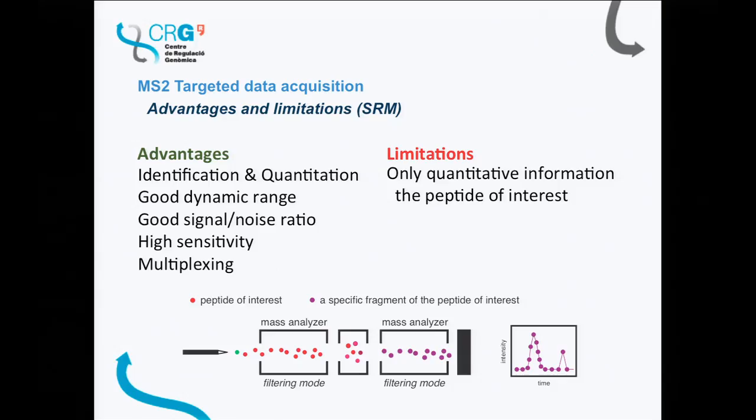SRM enables both identification and quantification of the peptides of interest at the same time. It has a good dynamic range because we operate the mass analyzers as filters, so we reduce the chemical noise. We can also have good signal to noise and high sensitivity, and we can multiplex, so we can measure not only one precursor but actually several peptides of interest within an SRM method.